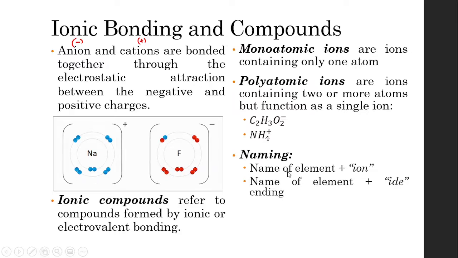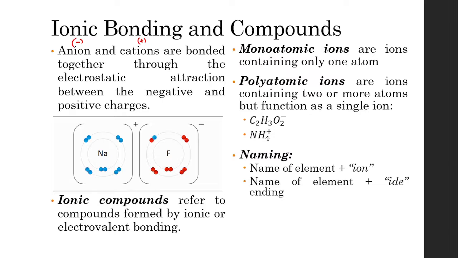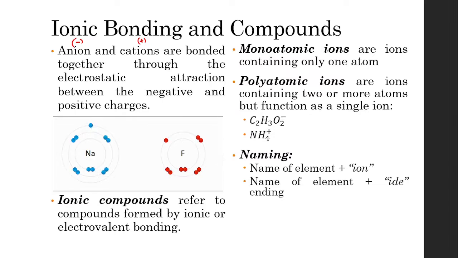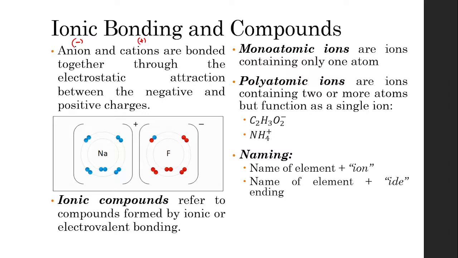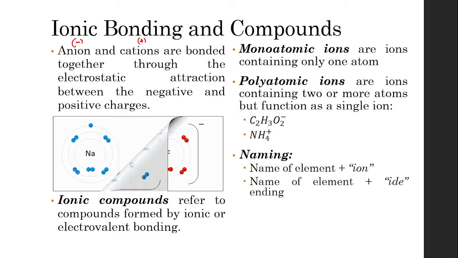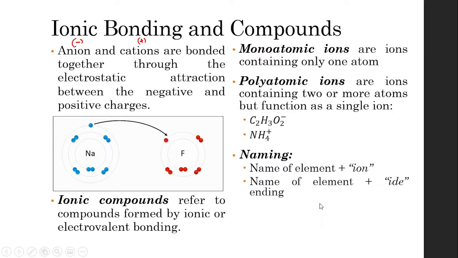So there's more ways of naming ions. For example, for transition metals, we have our common names, right? And we have a table for that in the module. So please look at your module and study some of the very common transition metal names in our ionic compounds.